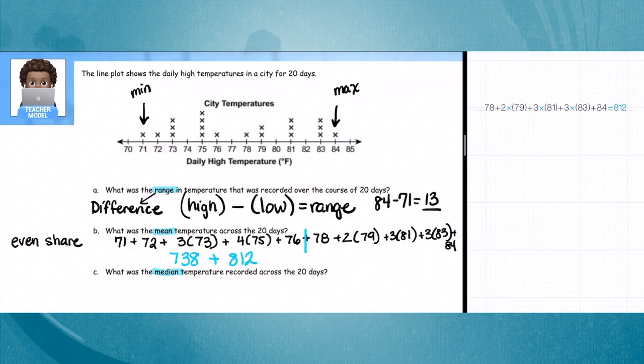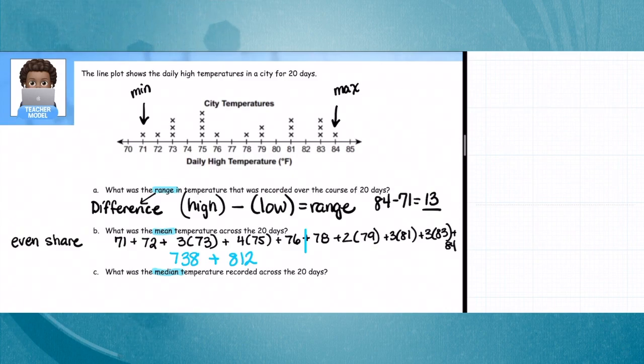And I will also say, Math Marvels, double check. If you're working with a partner, both of you do the work separately and then check your answers just to confirm that you both have it. And I always look at my numbers again to make sure that everything matches. So I'm just checking. I have 78 plus 2 times 79 plus 3 times 81 plus 3 times 83 plus 84. So I can see what I've typed into the calculator, and that helps verify that I have the correct thing.